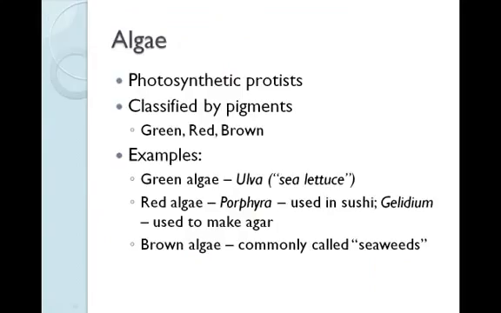Before we leave the protists, we'll take a brief look at the algae, a group of photosynthetic protists that produce oxygen for our planet and also play a role in the food chain and in our food production. Algae have various colors of photosynthetic pigments and are classified based on their photosynthetic pigments. Some are green, others are red, and still others are brown. We'll look at a few examples of the algae: the green algae Ulva or sea lettuce, the red algae Porphyra, which is used in making sushi, or Gelidium, which is used to make agar. And the brown algae are familiar to many beach visitors. The brown algae form large multicellular algae that are often called seaweeds.